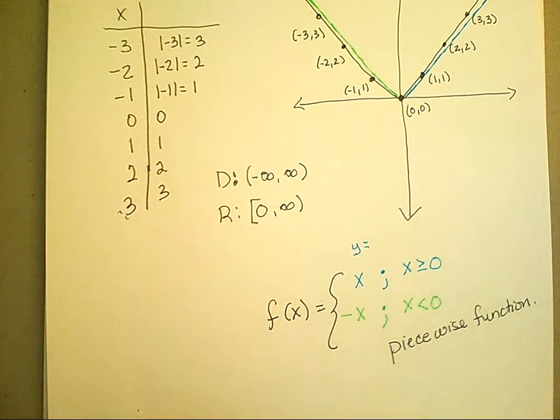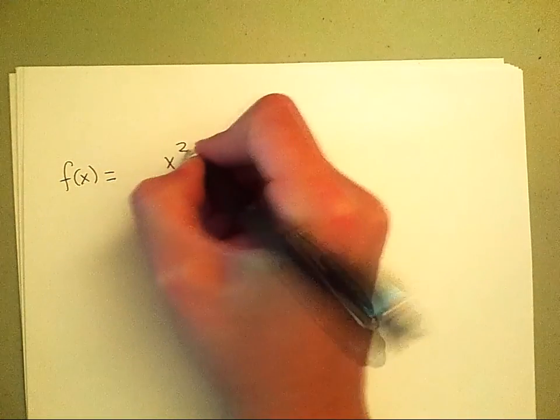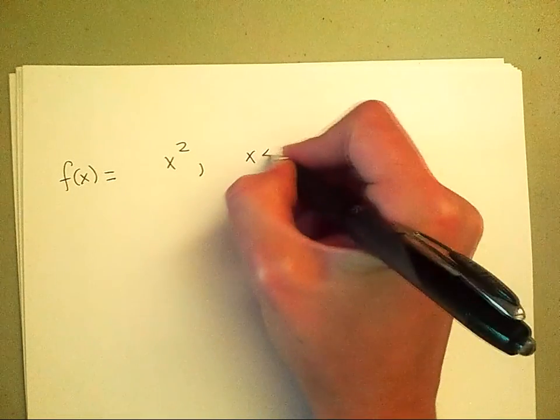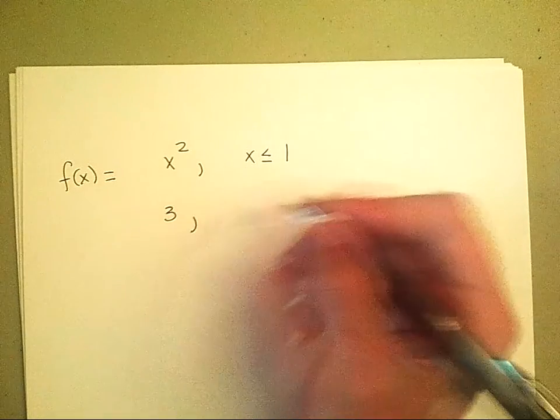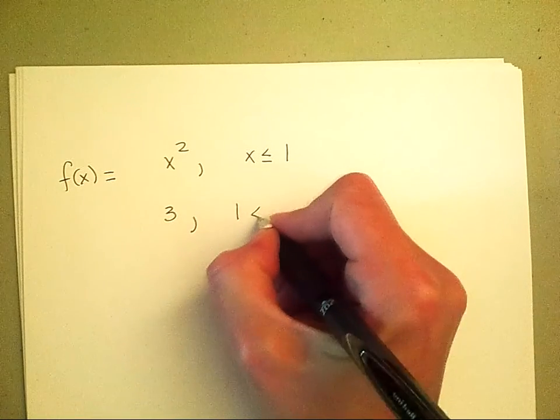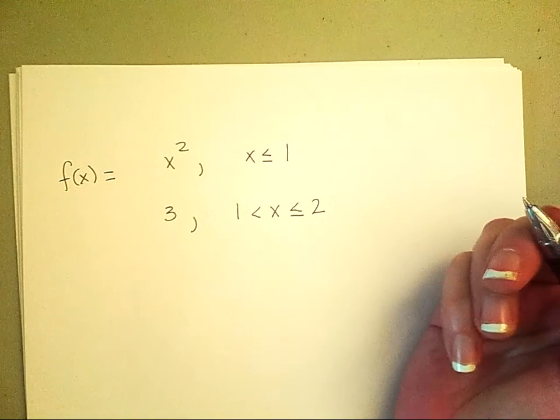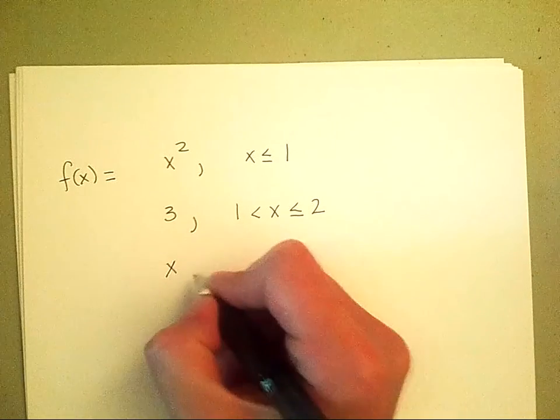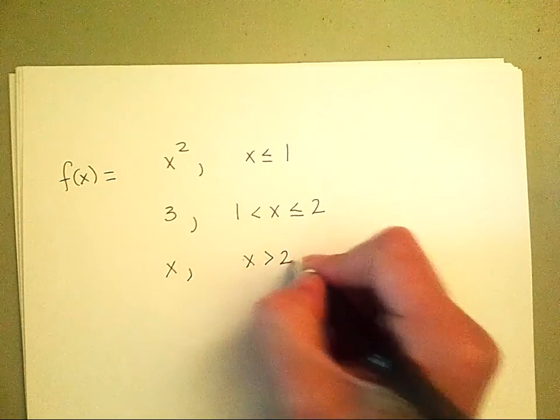Now, they can come in multiple parts. So let's do another one. Let's say I'm given a piecewise function such that f of x is equal to x squared if x is less than or equal to 1. So that'll be part 1. It's going to act like the constant function 3 if x is greater than 1 and less than or equal to 2. And our basic function y equals x if x is greater than 2.